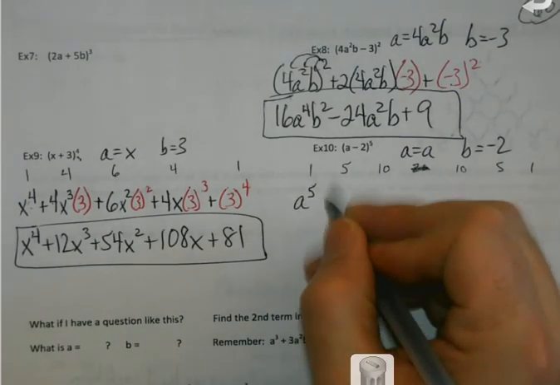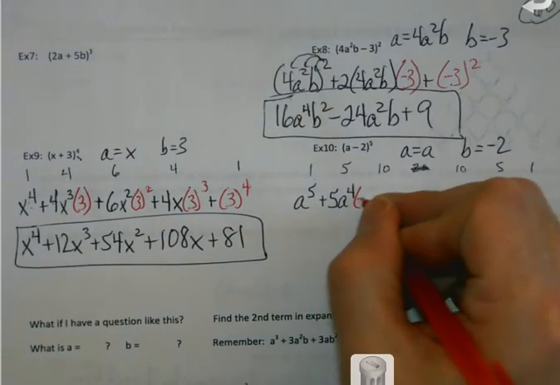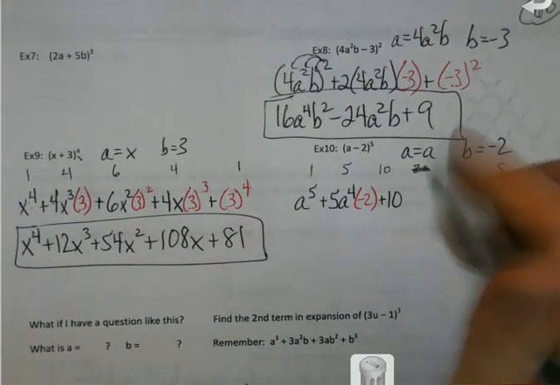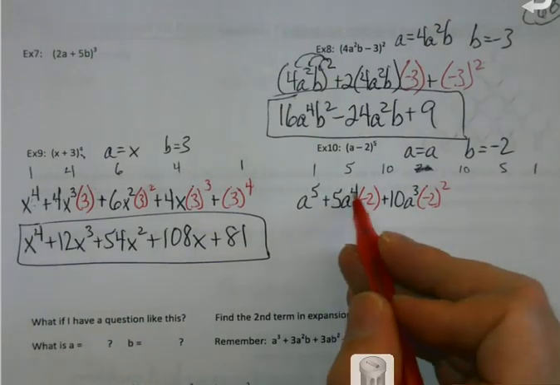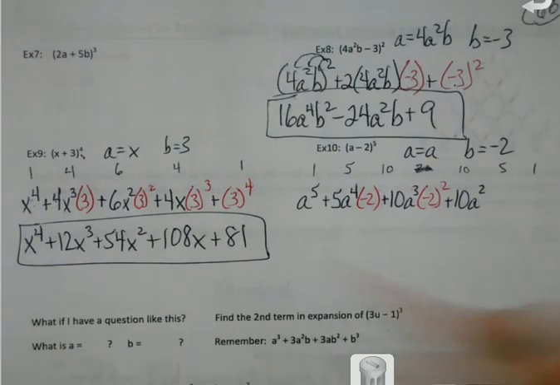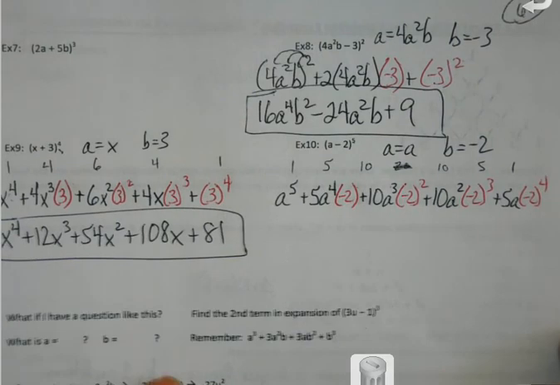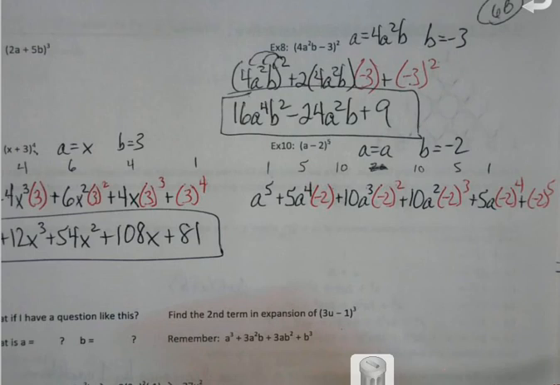So a to the 5th plus 5, down 1 with my a, up 1 with my b, and just keep playing the pattern. Down 1 with a, up 1 with b. Because again, I keep getting that 5 that my degrees are adding up to. a squared, b to the 3rd. a, b to the 4th. We're almost there. And b to the 5th. Whew.